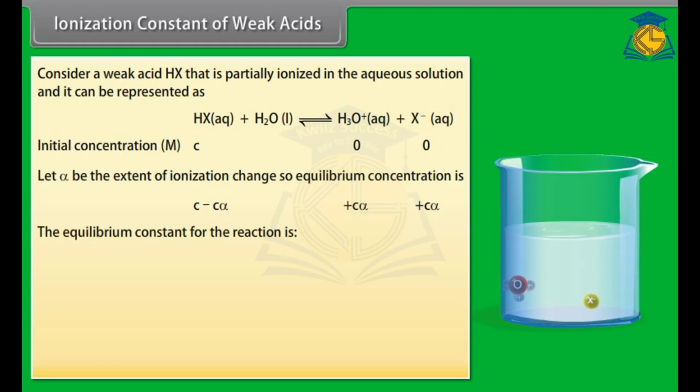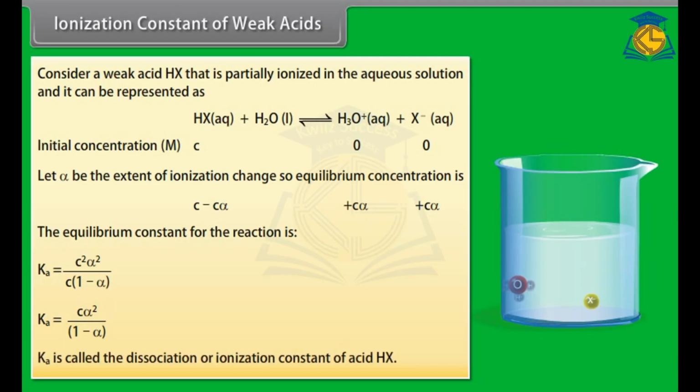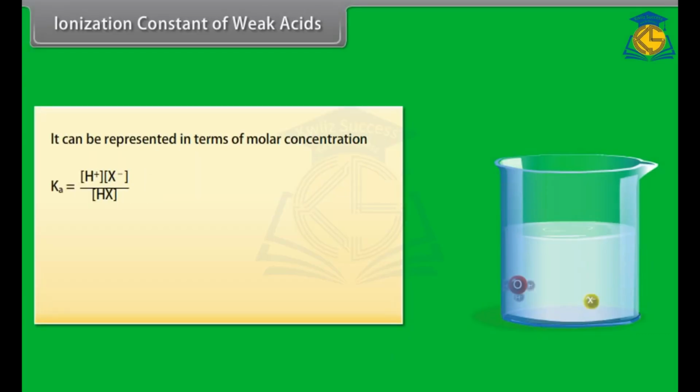The equilibrium constant for the reaction is Ka is equal to C squared alpha squared by C into 1 minus alpha. Ka is equal to C alpha squared by 1 minus alpha. Ka is called the dissociation or ionization constant of acid HX. It can be represented in terms of molar concentration.